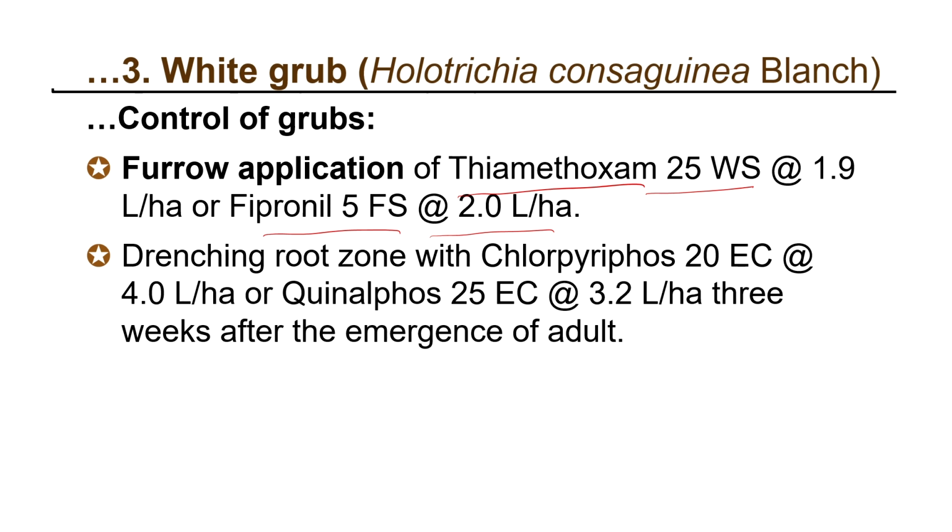Drenching the root zone with chlorpyrifos 20 EC at the rate of 4 liter per hectare or quinalphos 25 EC at the rate of 3.2 liter per hectare, 3 weeks after emergence of adults. So, you need not follow all these chemical applications. You can choose any one of these.